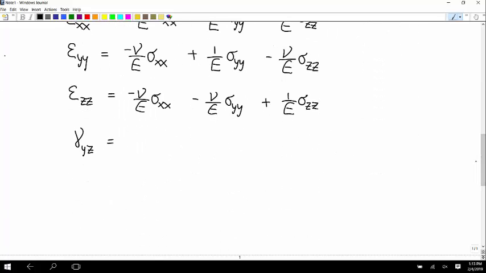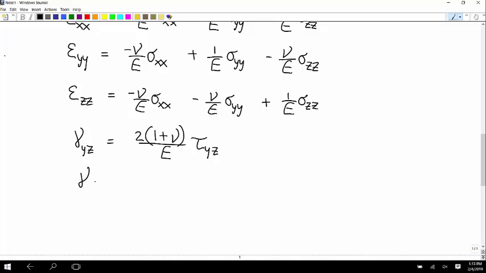So this is equal to 2 times the quantity 1 plus nu over E times tau YZ, and that's all. And so none of the other stresses have any effect on that one. If you're interested in how the angles are going to change between the Y and Z faces, all you care about is the YZ shear stress.